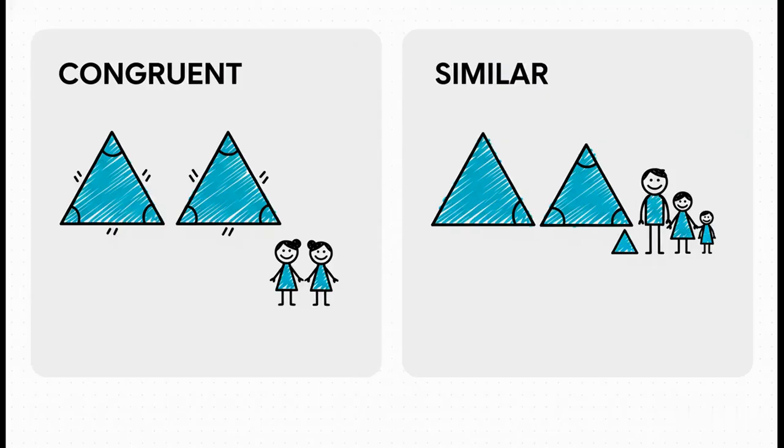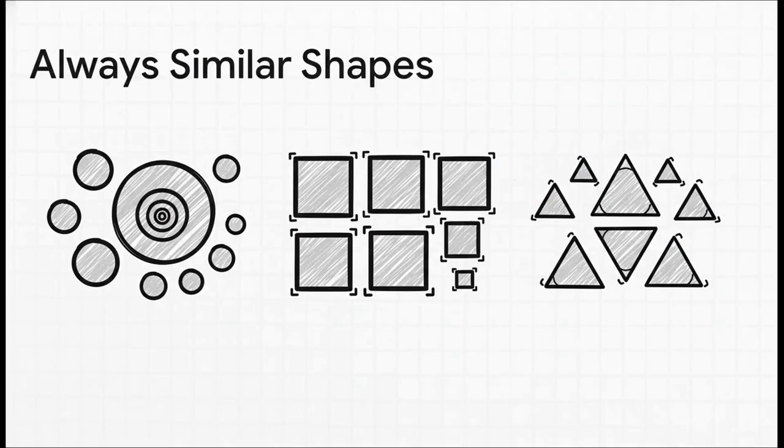So, first things first, we gotta nail down the difference between congruent and similar. Think of it like this. Congruent figures, they're identical twins. Exactly the same shape, exactly the same size. But similar figures, they're more like a family photo. You know, everyone's got the same basic shape, but they're all different sizes. And what's really cool is that some shapes are just born similar. Like any circle you draw is going to be similar to every other circle in the universe. Same goes for all squares and for all equilateral triangles. Their basic recipe is locked in, so similarity is always a given.